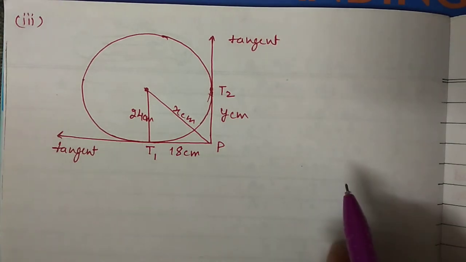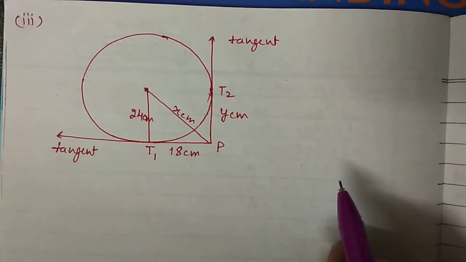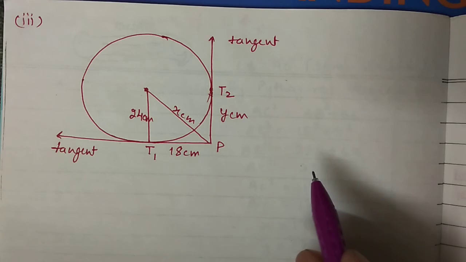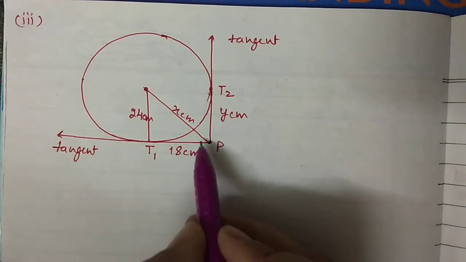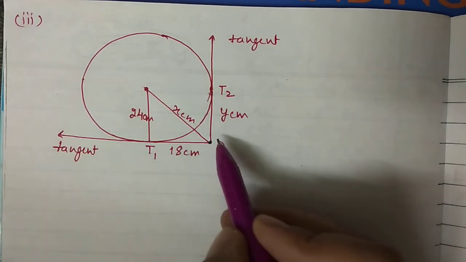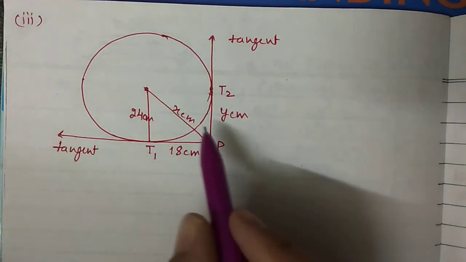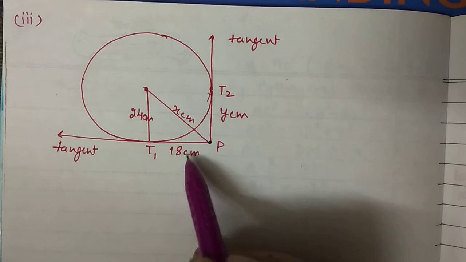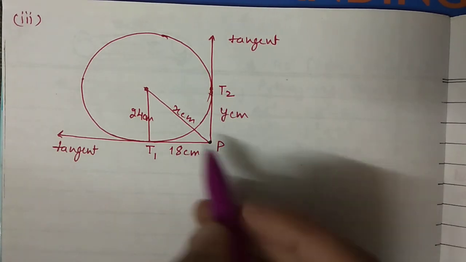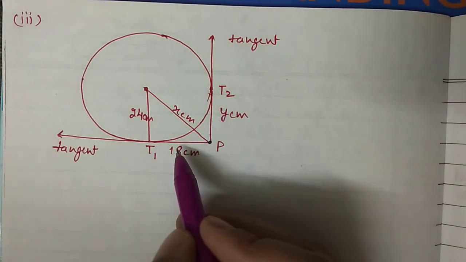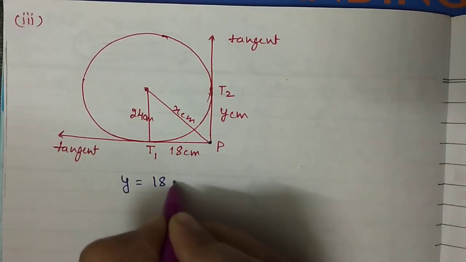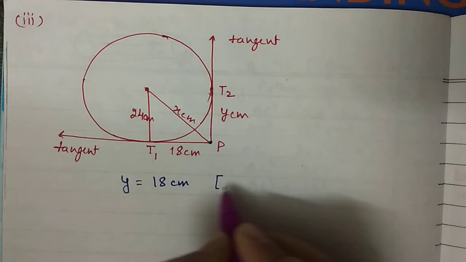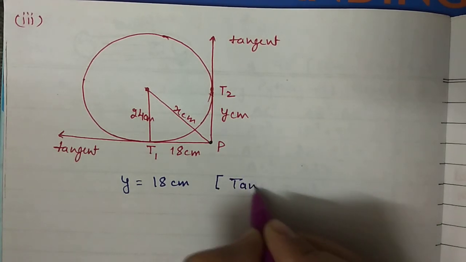Next, third part of question number 6. The figure is given here. We have to find out the value of y. So first, from this point P, one tangent is drawn on this side and one tangent is drawn on this side. So both the tangents are from the same point. So the measurement also lengthwise will be the same. So we can write y is equal to 18 centimeter, and the reason we can mention: tangents from the same point.